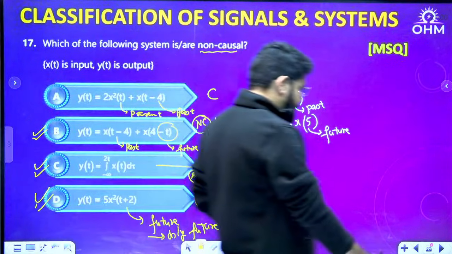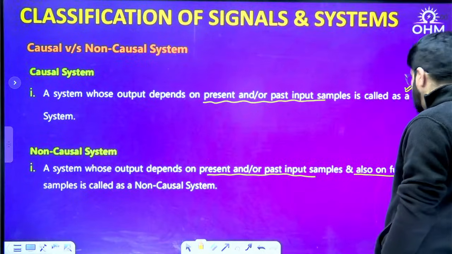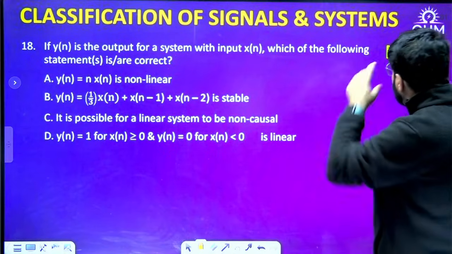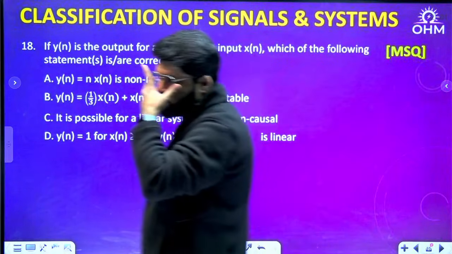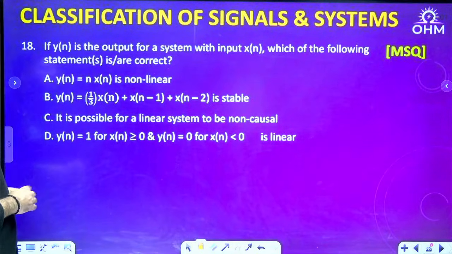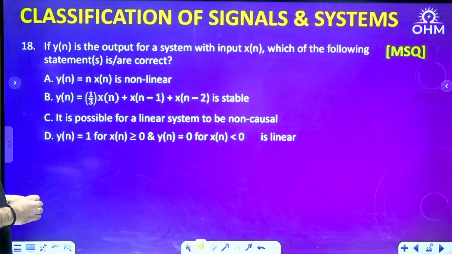Next question, number 18. Yet another MSQ question. Come on, take this one. If y[n] is the output for a system with input x[n], which of the following statements is or are correct?